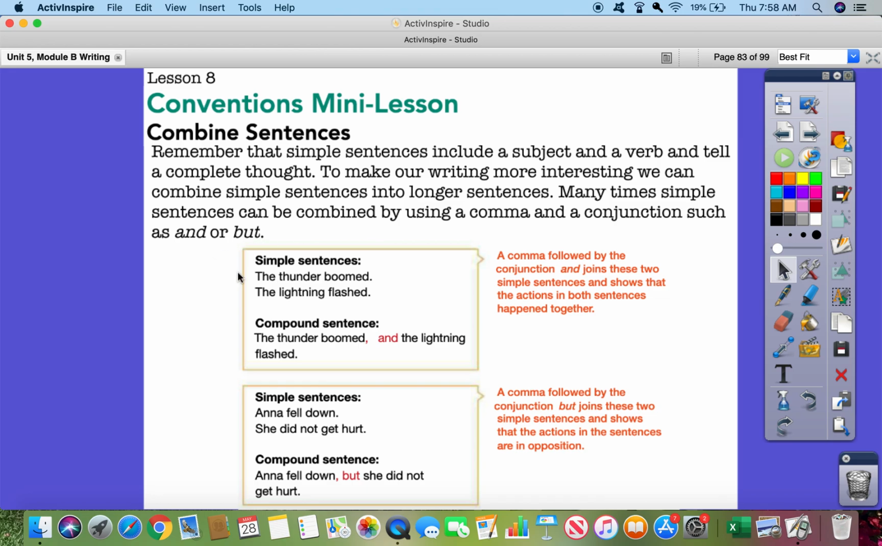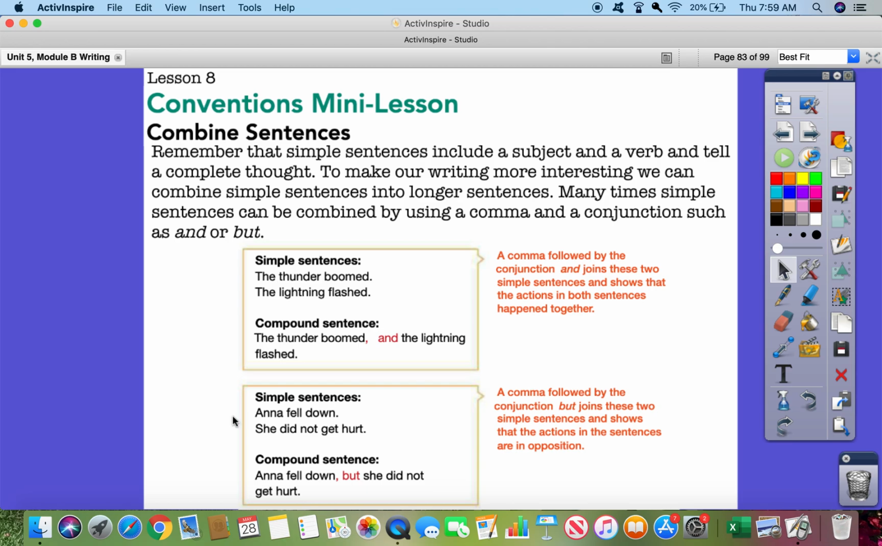These simple sentences: The thunder boomed. The lightning flashed. The compound sentence to combine them would be: The thunder boomed, comma, and the lightning flashed. A comma followed by the conjunction and joins these two simple sentences and shows that the actions in both sentences happen together. Let's look at our next example.